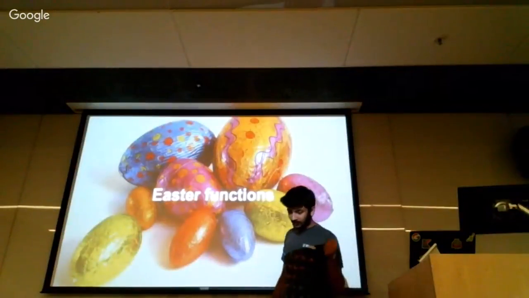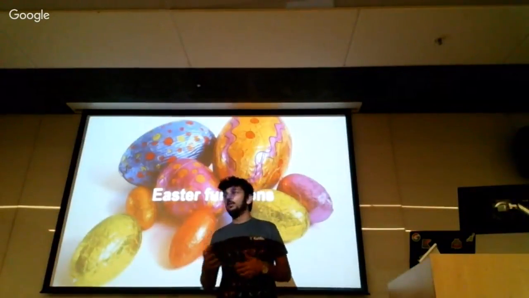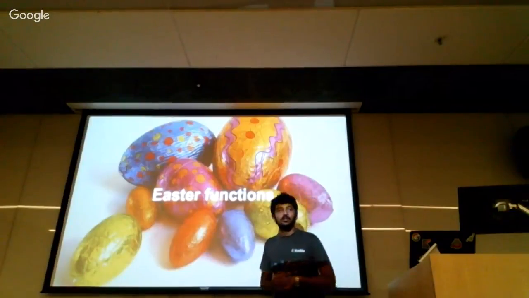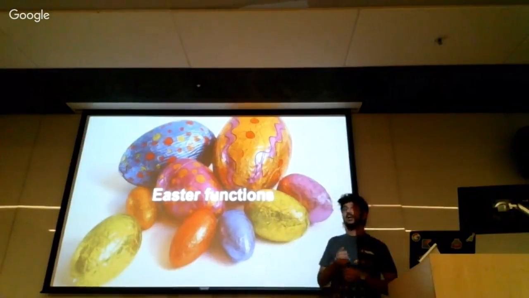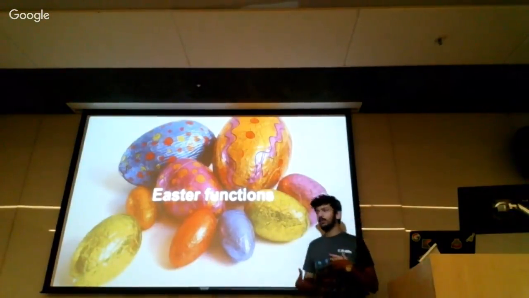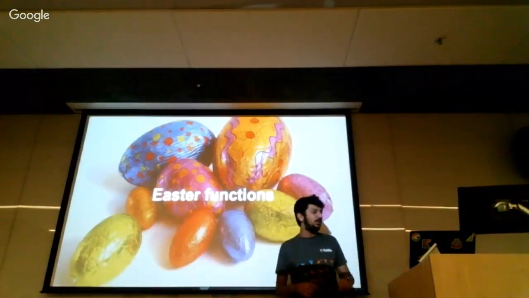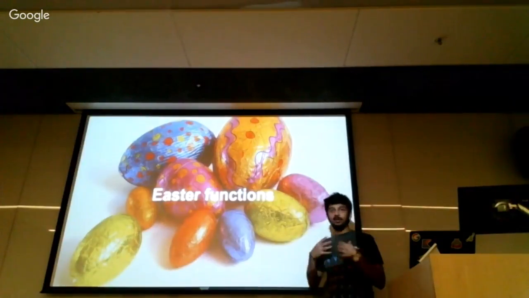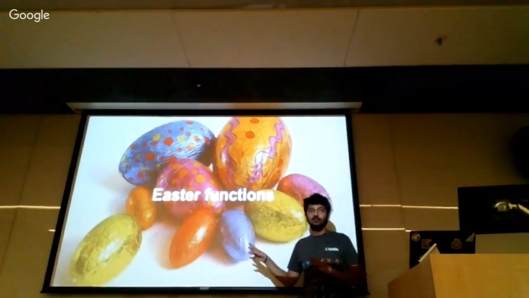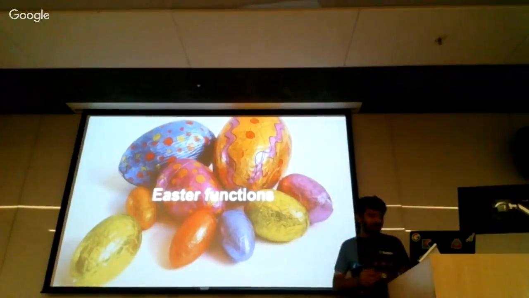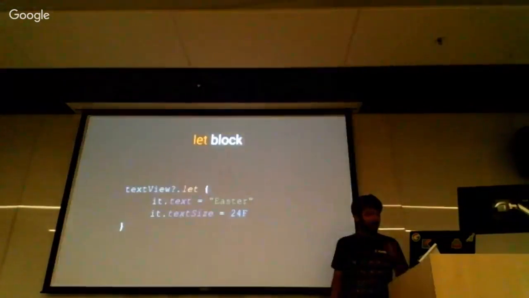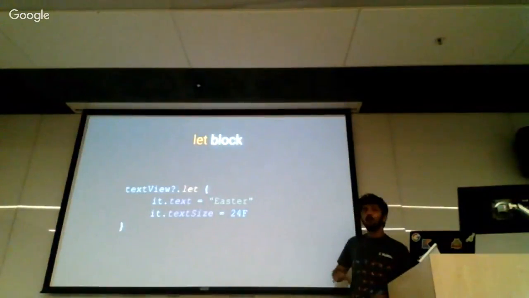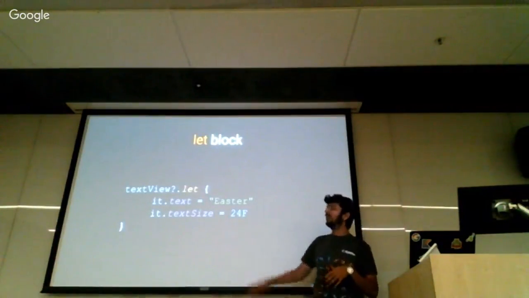So, as we know, Java comes with its standard libraries, the java.lang package. Similarly, Kotlin comes with a standard library. It contains a lot of standard functions, and I call them Easter functions. It's my personal opinion; you can say it's not an official term, but I call them Easter functions. There are a lot of these functions, and one of them is the let block.